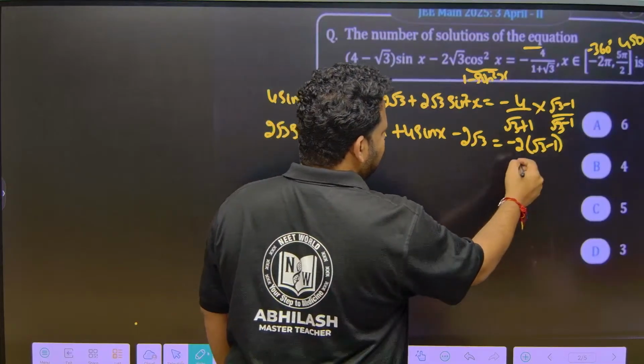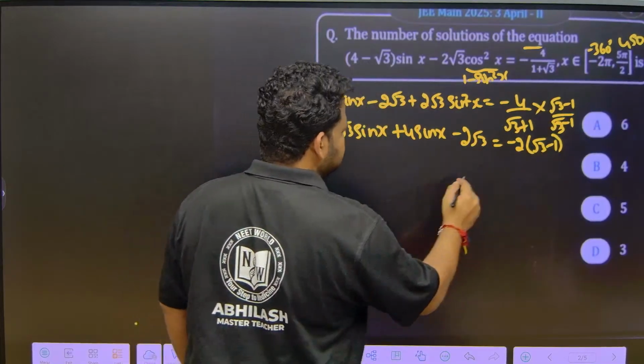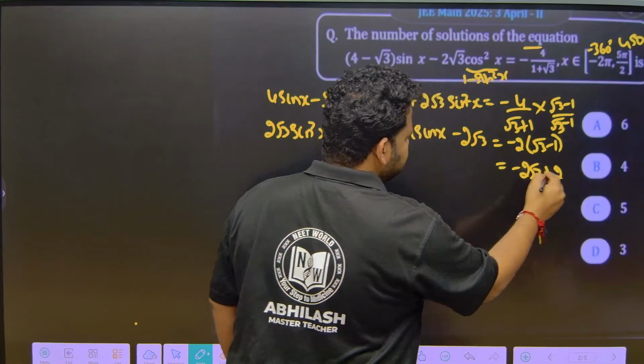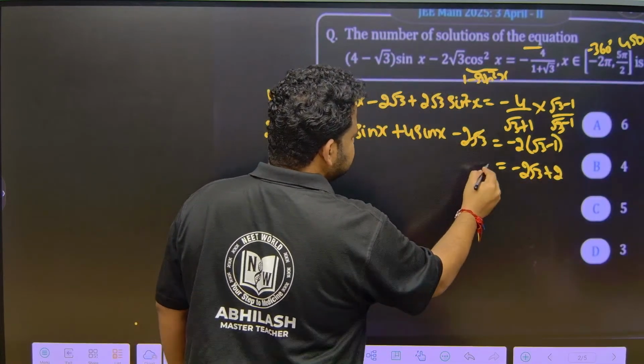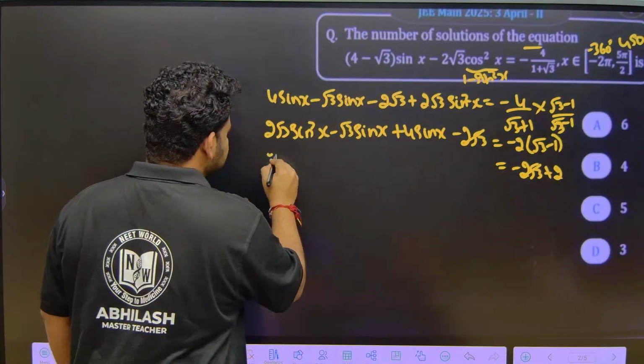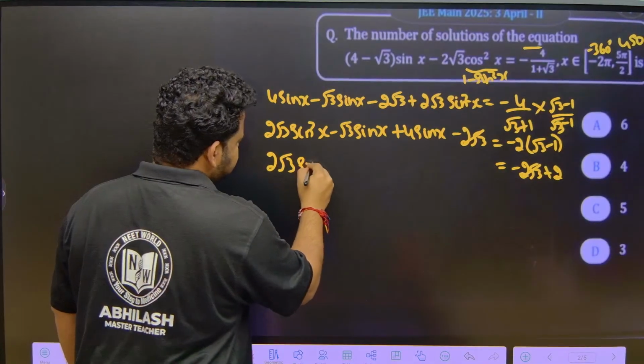So see here, or I can split it and write this. So this I can write it as minus 2 root 3 plus 2. Minus 2 root 3 plus 2. So here minus 2 root 3 is there. Here also minus 2 root 3 I can cancel. So I can bring this to this side. This I will get it as 2 root 3 sin square x.